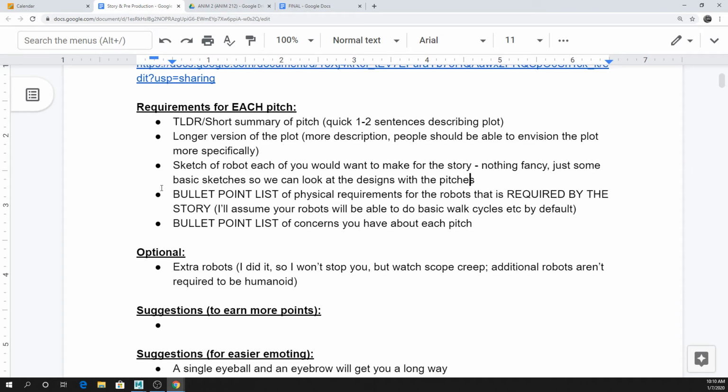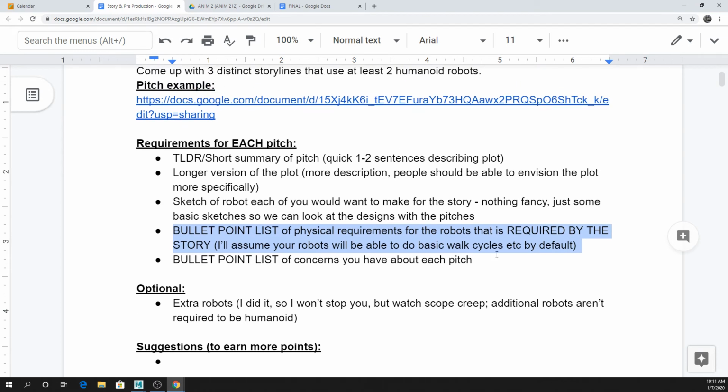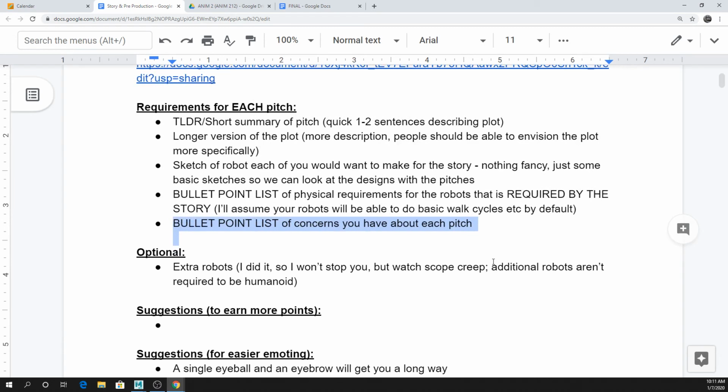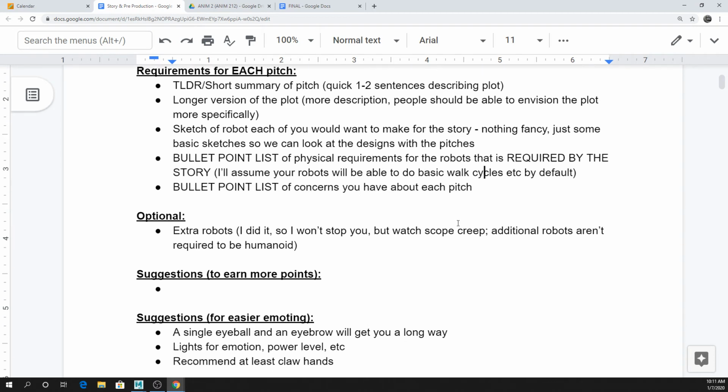Apart from that, a bullet point list of physical requirements that are required by the story. I have some examples of that in the pitch, but I'm assuming all your robots can walk, but if you need for some reason a jaw on your robot for a particular story, make a note of that. And also a quick bullet point list of concerns you have about each pitch. So if it's really heavily relying on fire and you have no idea how to make fire, that would be something you want to put down in the concerns. So it should be fairly quick to throw together.